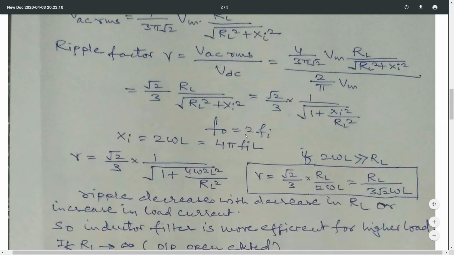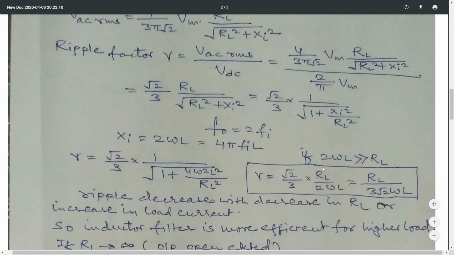Here output frequency is equal to 2 Fi, Xi is equal to 2 omega L is equal to 4 pi FL. Therefore, ripple factor is equal to root 2 by 3 1 upon square root 1 plus 4 omega square L square upon RL square. And finally, the ripple factor is equal to root 2 by 3 RL upon 2 omega L.